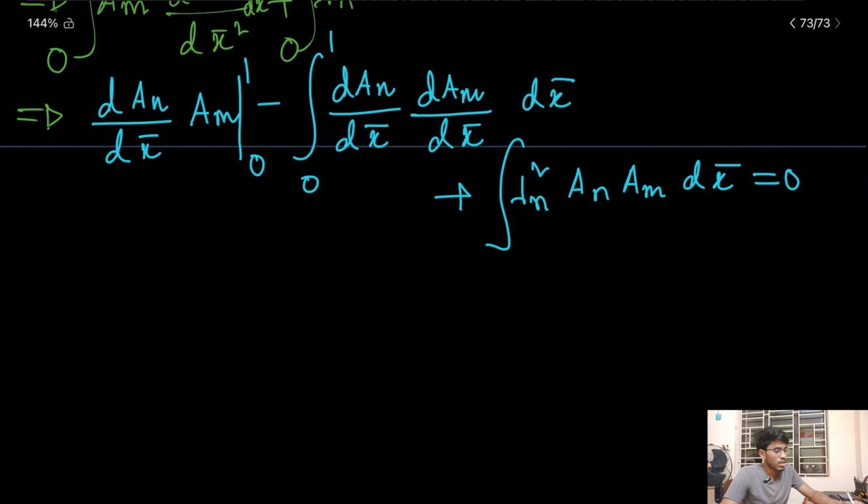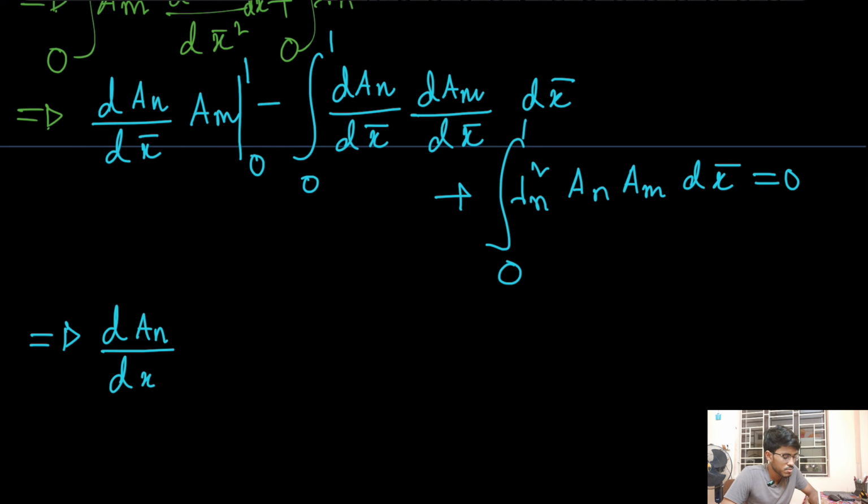Clear? Now I can put this lambda square n outside of the integral, because this is not a function of x bar. Now you see here, I will write dan dx bar at x bar equal to 1 minus dan dx bar at 0 into am at 0, right? So minus the same integral will remain.